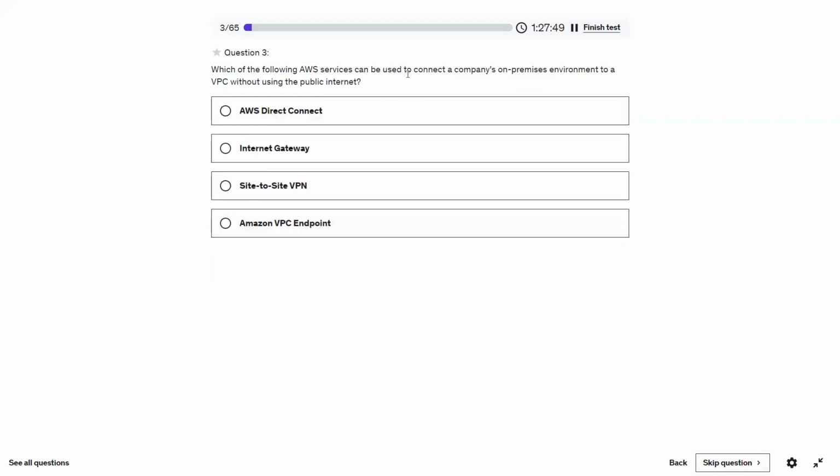So next: which of the following AWS services can be used to connect a company's on-premises environment to the VPC without using the public internet? So we need to connect our own premises environment with AWS without using the public internet. Site-to-site VPN is one of the options. Internet gateway is totally incorrect. VPC is incorrect. So there are two options: Direct Connect and site-to-site VPN. If we use the site-to-site VPN, it uses the public internet. But the question is without using the public internet, so we use AWS Direct Connect, in which AWS will put some wires.